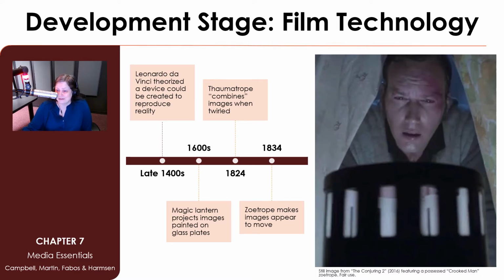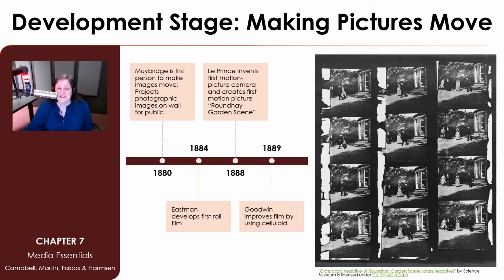The true development stage of filmmaking began when inventors discovered a process for making a series of photographs appear to move while being projected on a screen. Edward Muybridge, an English photographer living in America, is credited with being the first person to make images move. He studied motion by using multiple cameras to take successive photographs of humans and animals in motion. By 1880, he had developed a method for projecting the photographic images onto a wall for public viewing.